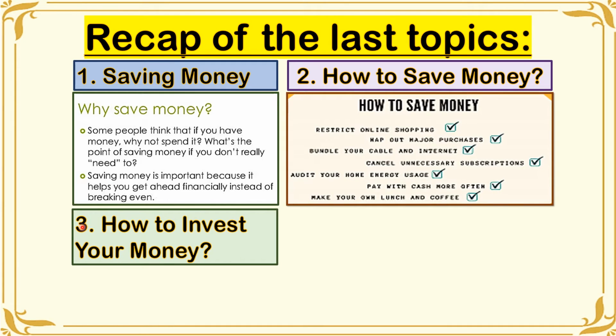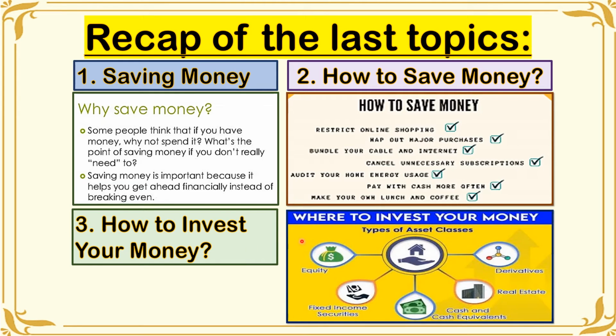The last topic that we have discussed, how to invest your money. There are so many ways of investing your money. So we have here types of asset classes like equity, fixed income securities, cash and cash equivalents, real estate, and derivatives.